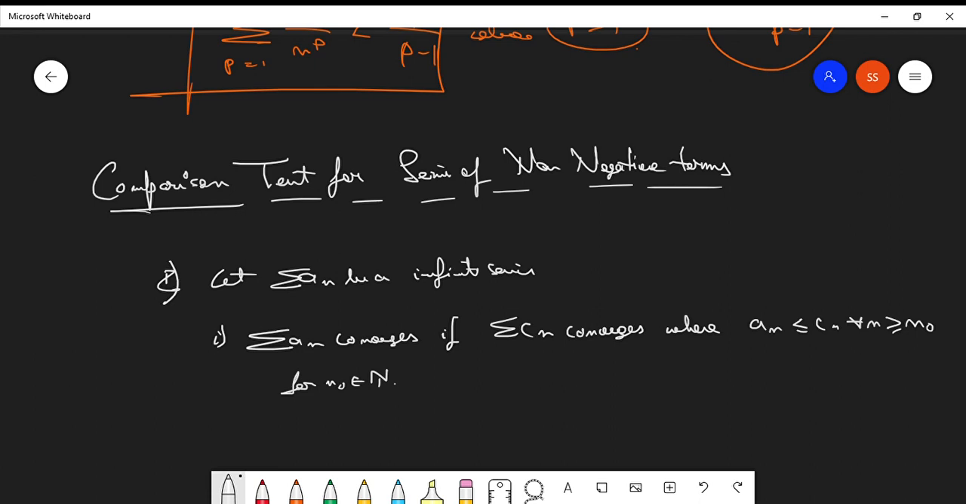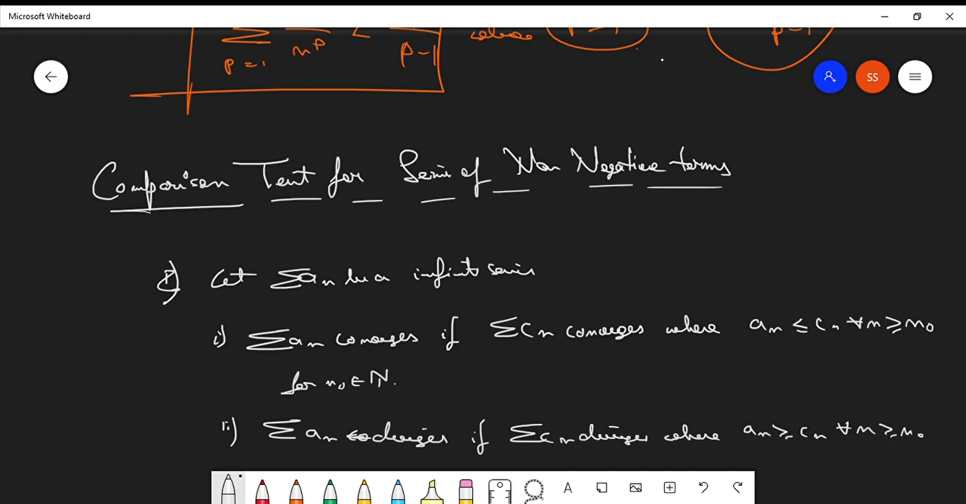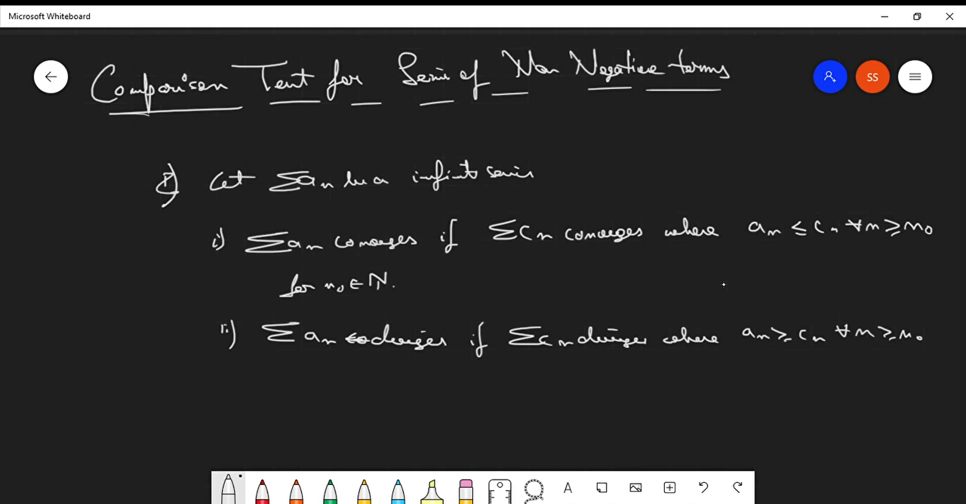This you can already understand if you have studied sequences and convergence of sequences. So this is the convergence test, and also something which we call the diverging factor: the sum of a_n diverges if the sum of c_n diverges, where a_n is greater than or equal to c_n for all n greater than or equal to n naught, n naught belonging to the set of natural numbers. Clear? So these two are what we call the comparison tests. Is it clear?